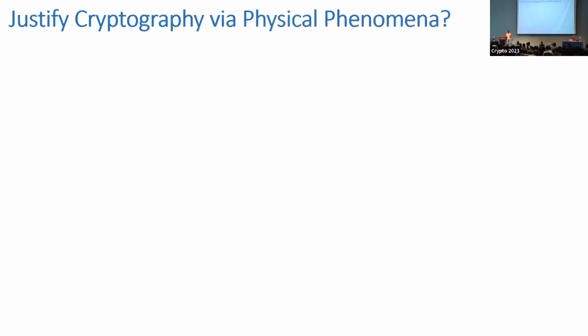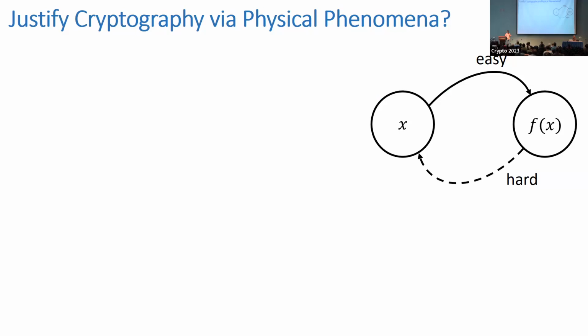So these are the results. And let me spend a couple of minutes talking about this theme of trying to justify cryptography using physical phenomena. And to be concrete, let's talk about one-way functions. So one-way functions are these functions that are computationally easy to evaluate and computationally hard to invert.